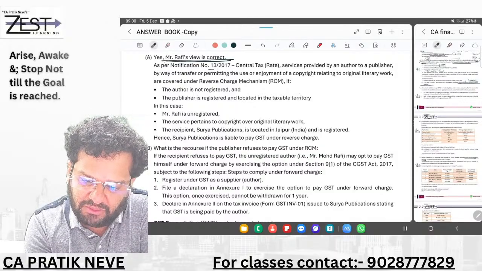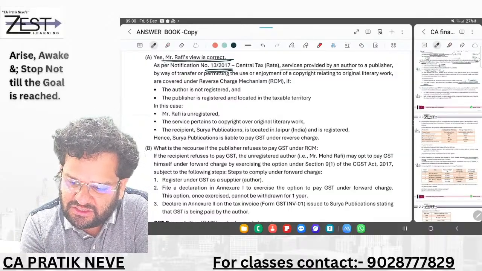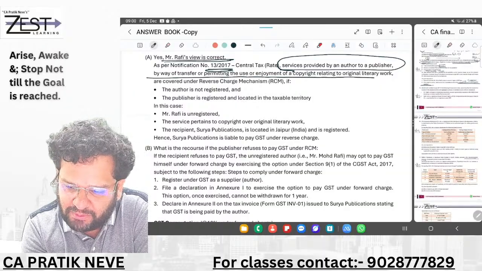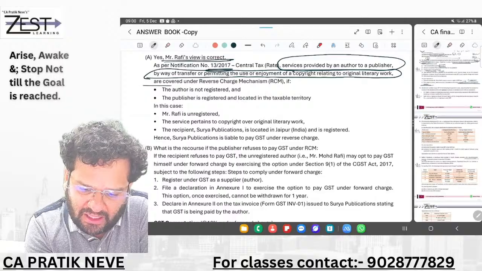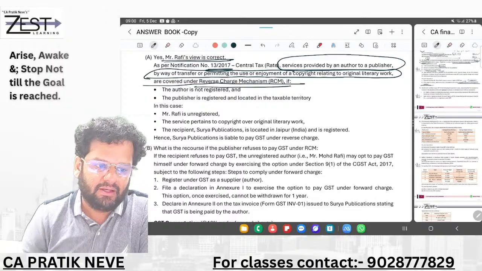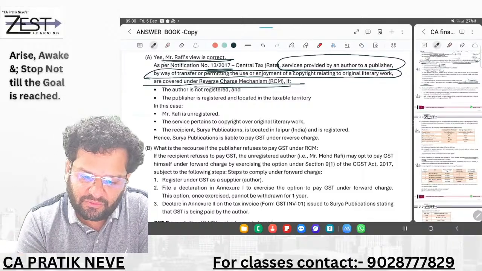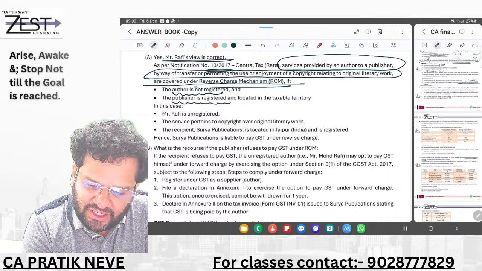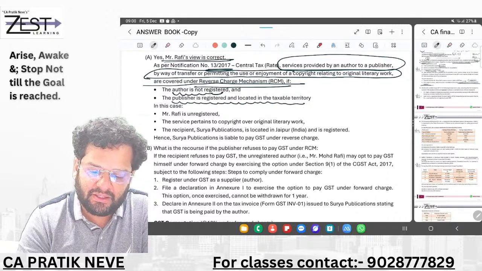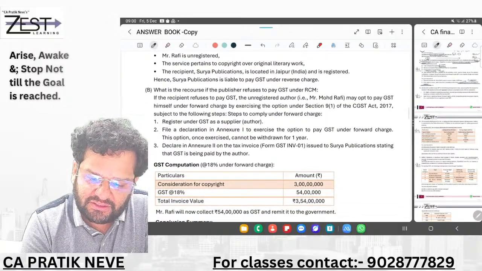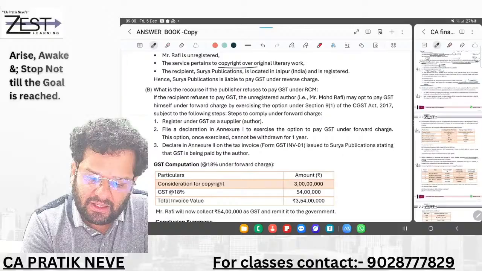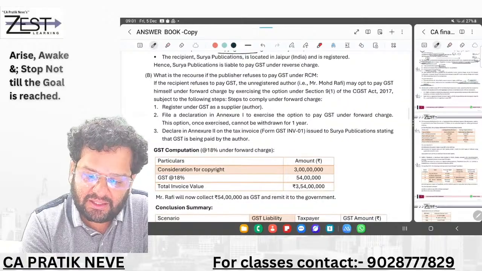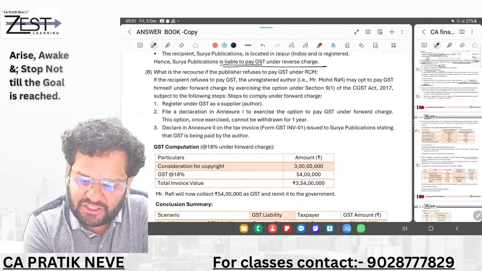As per notification number 13/2017 CT, services provided by an author to publisher by way of transferring, permitting use or enjoyment of copyright relating to original literary work are covered under RCM. So they are covered under RCM if author is not registered and publisher is registered and located in the taxable territory. In this case, Rafi is unregistered. Service pertains to copyright. The recipient, Surya Publications, is located in Jaipur and is registered. Hence, Surya Publications is liable to pay GST under RCM.